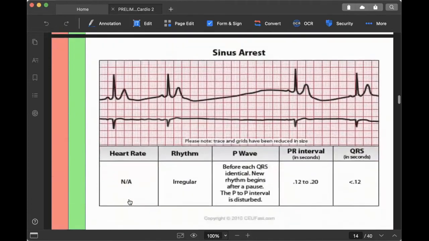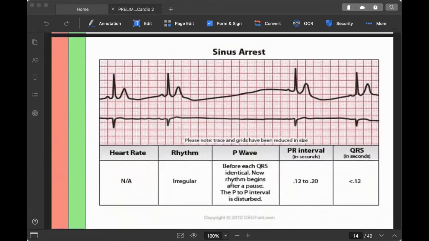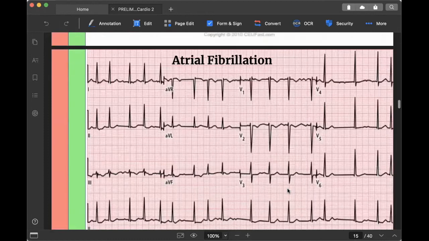How about your sinus arrest? Sinus arrest or sinus pause is an indication of dysfunction in the SA node. And this arrest or pause leads to the dropping or pausing of electrical conduction in the normal sense. You should be familiarized with this.